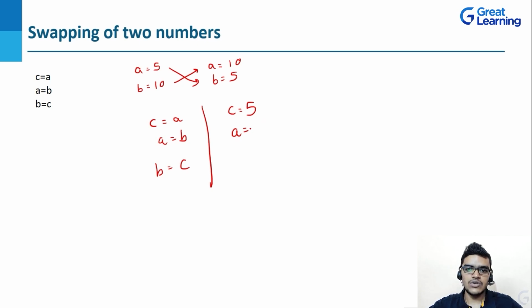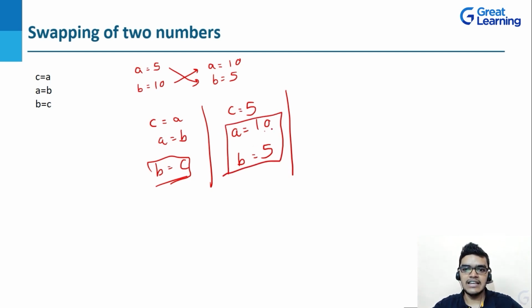And here, B value was 10, right? So I will assign it to A. And then, as I have already written here, B is equal to C. This is the logic. So inside B, I will assign the value of C, right? And C value was already 5. So this is a basic logic. So if you see the final value of A and B, we are getting A is equal to 10 and B is equal to 5. And that's what we want as output. So this is a simple logic for swapping of two numbers.